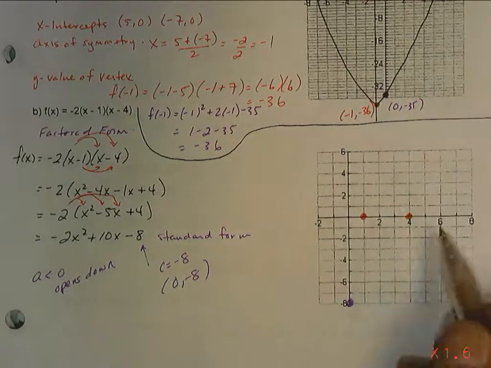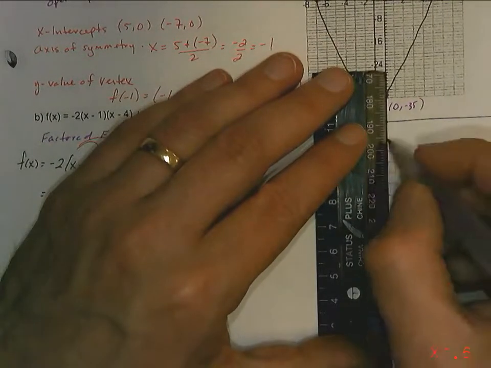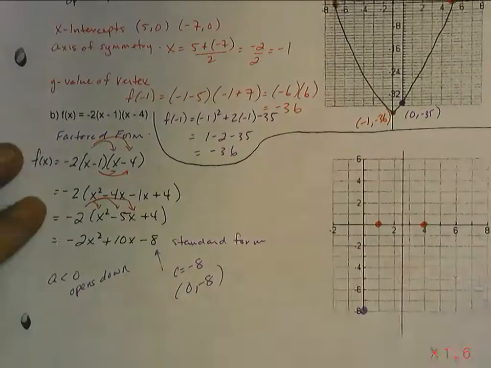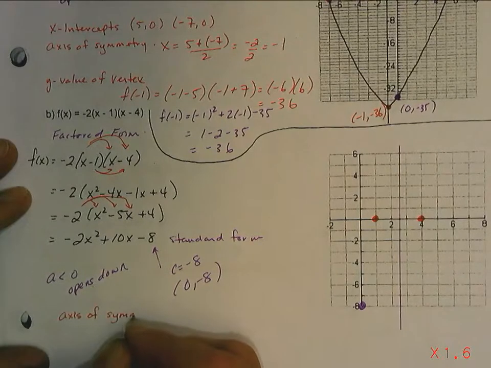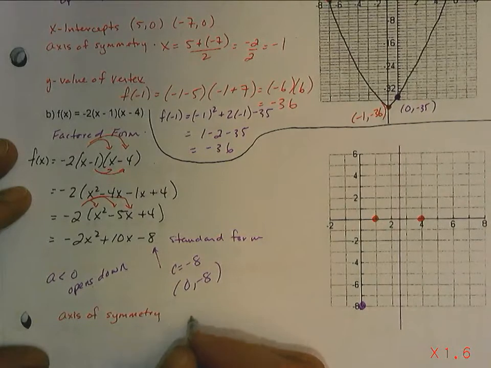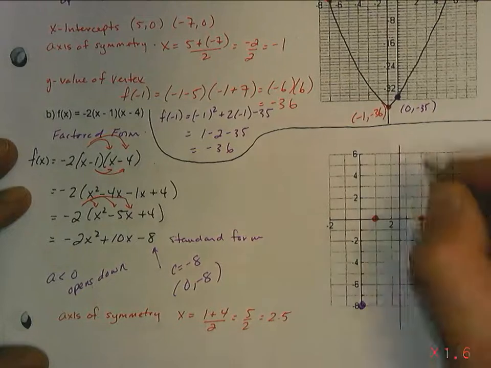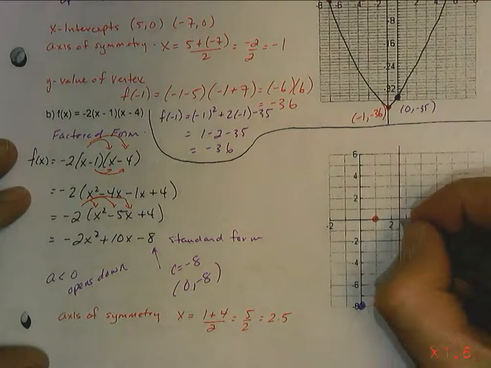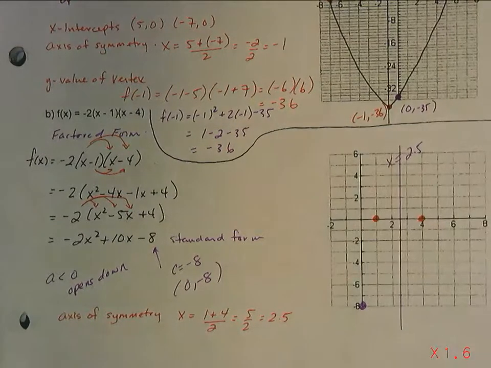And I need my axis of symmetry. It looks like my axis of symmetry is going to go right down the middle here. So I can use a little bit of algebra to help me with that. Axis of symmetry is going to be x equals (1 + 4)/2, which is 5/2, which is 2.5, which is this value right here, 2.5. That's my axis of symmetry.